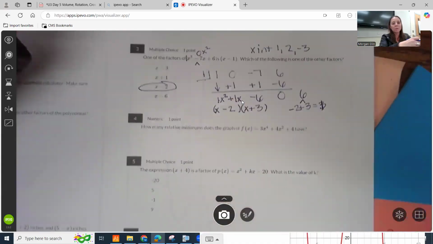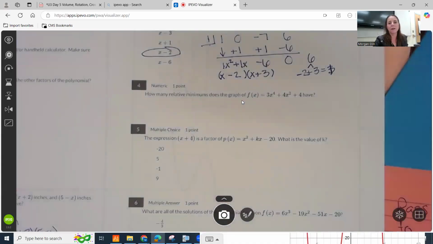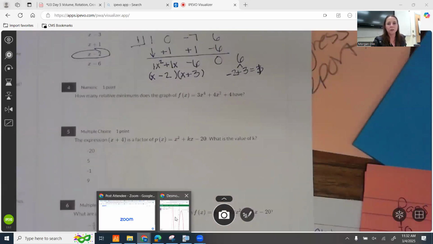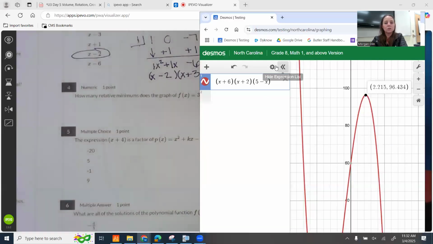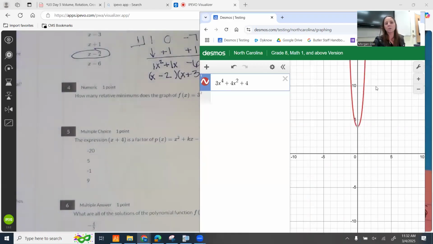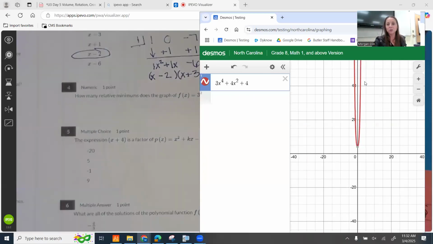Now, number 4, how many relative minimums does the graph have? Well, I don't know without graphing. So this is one of those that we can go straight to our graph on. So 3x to the 4th plus 4x squared plus 4. And when I'm looking at it, you may want to zoom out, but it looks like it's just a U shape. So it just has this one minimum value right down there.